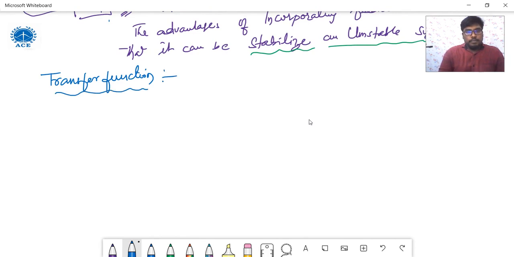Let us see the transfer function. So what do you mean by transfer function? Simply, the relationship between input and output of a system is given by the transfer function. Basically, the transfer function is defined as the ratio of Laplace transform of output, that is the response of a system, to the Laplace transform of input, when initial conditions are 0. So that is the transfer function.